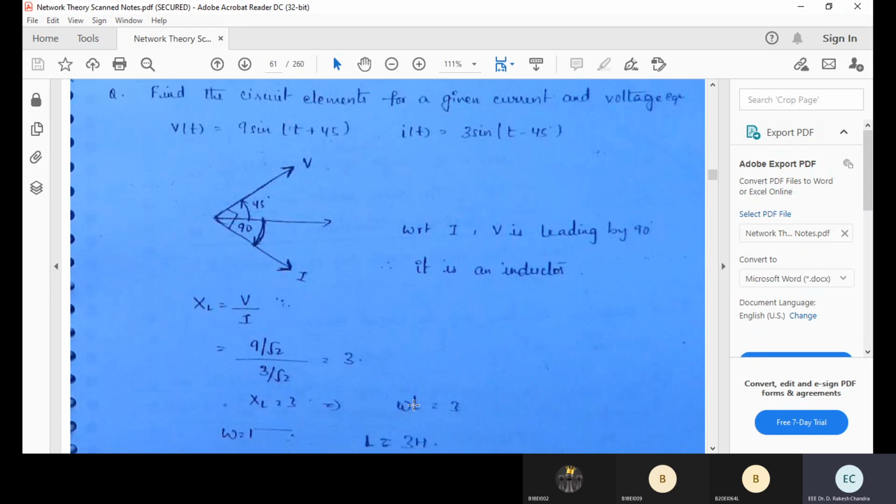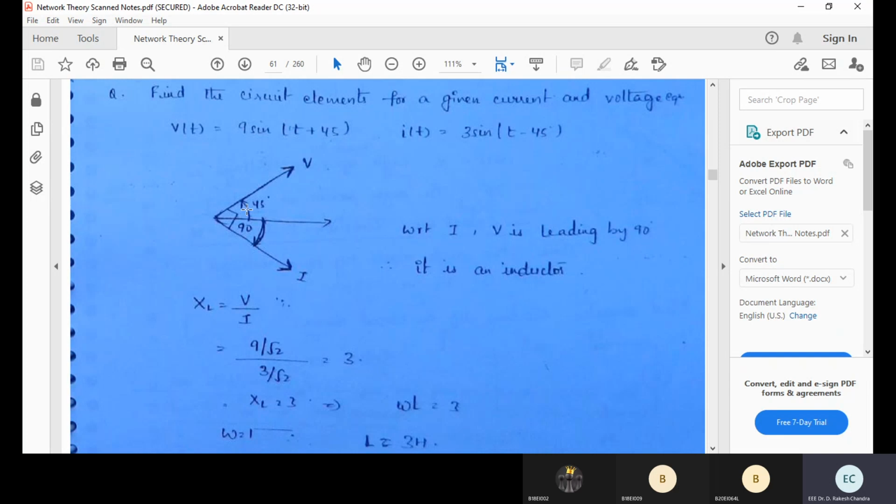Yes, sir. Okay. Look into the circuit and find the circuit elements for the given current and voltage equations. V of t is equal to 9 sine(t + 45 degrees) and I of t is equal to 3 sine(t − 45 degrees). What does it mean? Here the voltage is leading by 45 degrees and the current is lagging the reference by 45 degrees. So exactly, the current lags the voltage by 90 degrees.